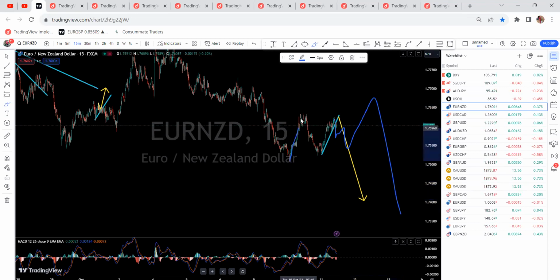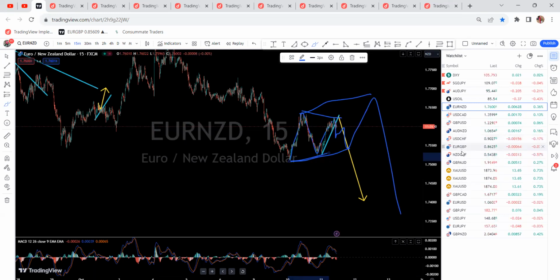So we will see impulse, correction. But if it does this one, that means it did the second impulse wave with a wave structure. That will be that. So the corrective structure will be this if we do this. But if it only stops here, it will be only this. So these are the corrective structures I'm seeing for another down. That is for Euro NZD.